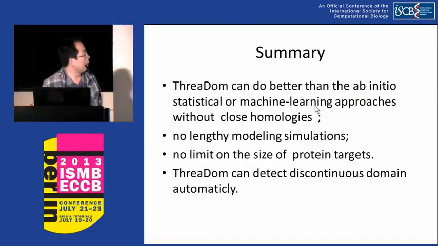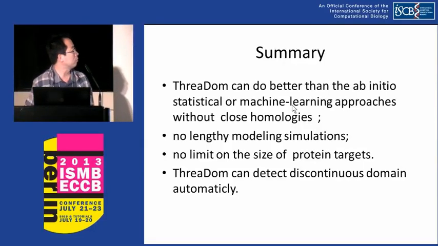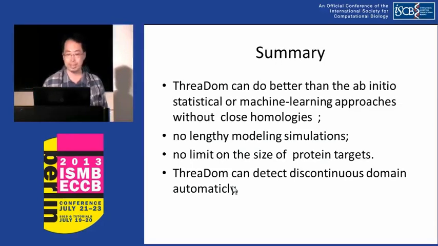Then we think ThreaDom can do better than ab initio measures and machine learning measures without close homologies. It does not require lengthy modeling simulations and is not limited by the size of protein targets. ThreaDom can detect discontinuous domains automatically. I encourage users to use these measures.